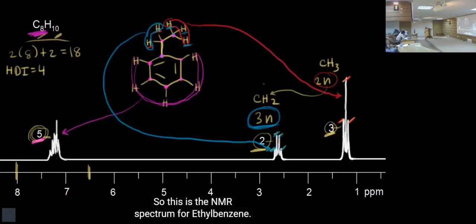So this is the NMR spectrum for ethyl benzene, right? And this one was a little bit easier than the previous example.